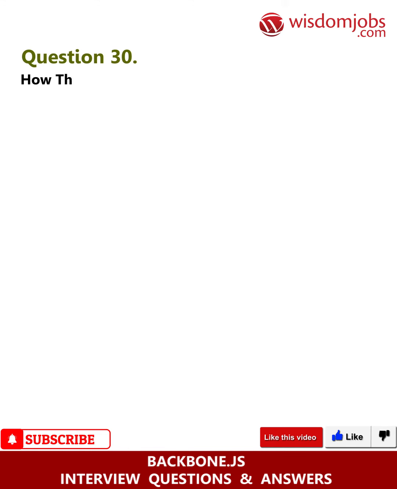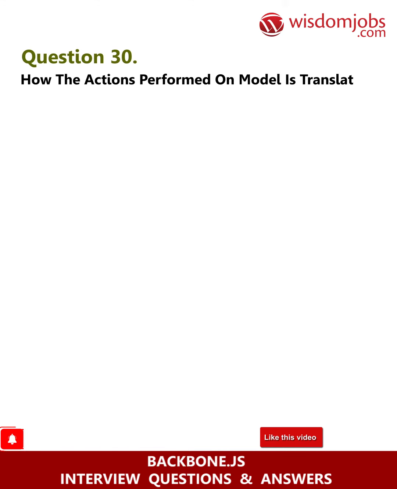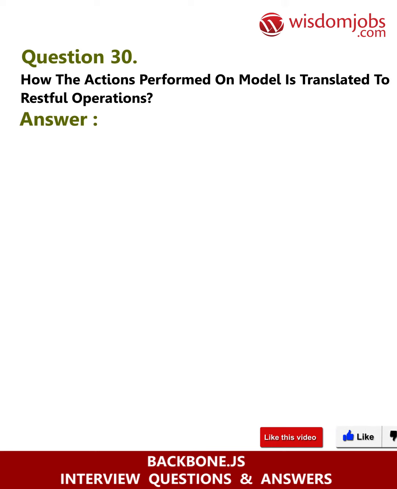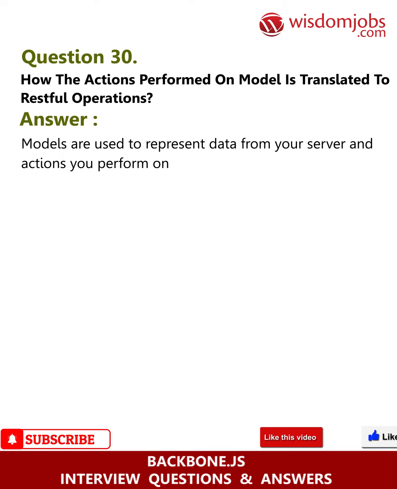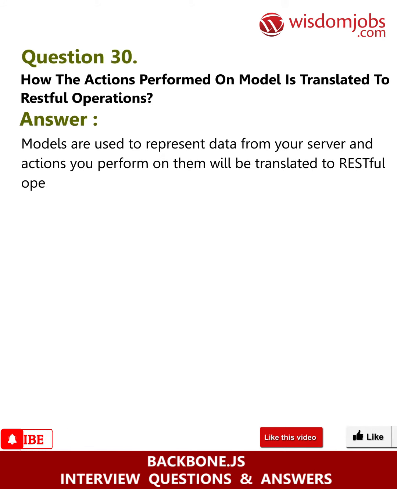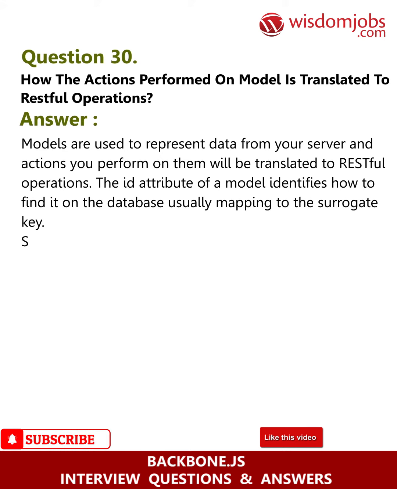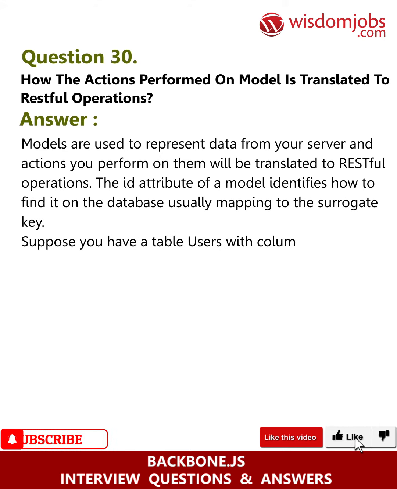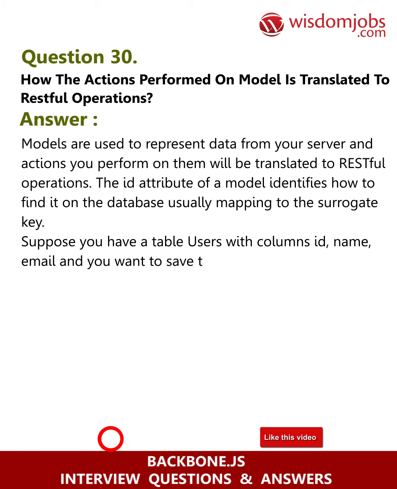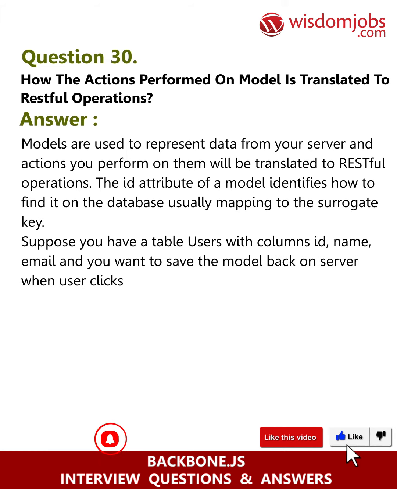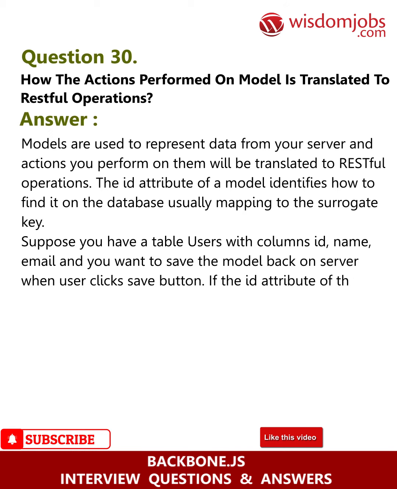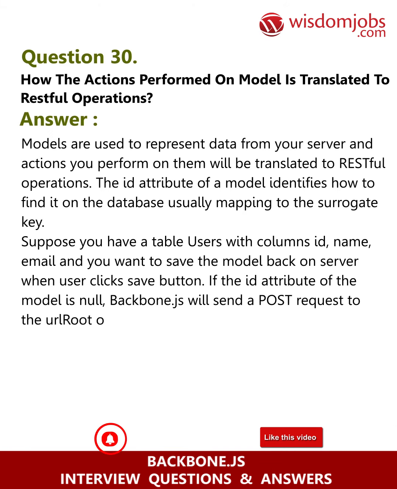Question 30. How are the actions performed on a model translated to RESTful operations? Answer. Models are used to represent data from your server and actions you perform on them will be translated to RESTful operations. The ID attribute of a model identifies how to find it on the database, usually mapping to the surrogate key. Suppose you have a table users with columns id, name, email, and you want to save the model back on the server when the user clicks the save button. If the ID attribute of the model is null, Backbone.js will send a POST request to the URL root of the server.